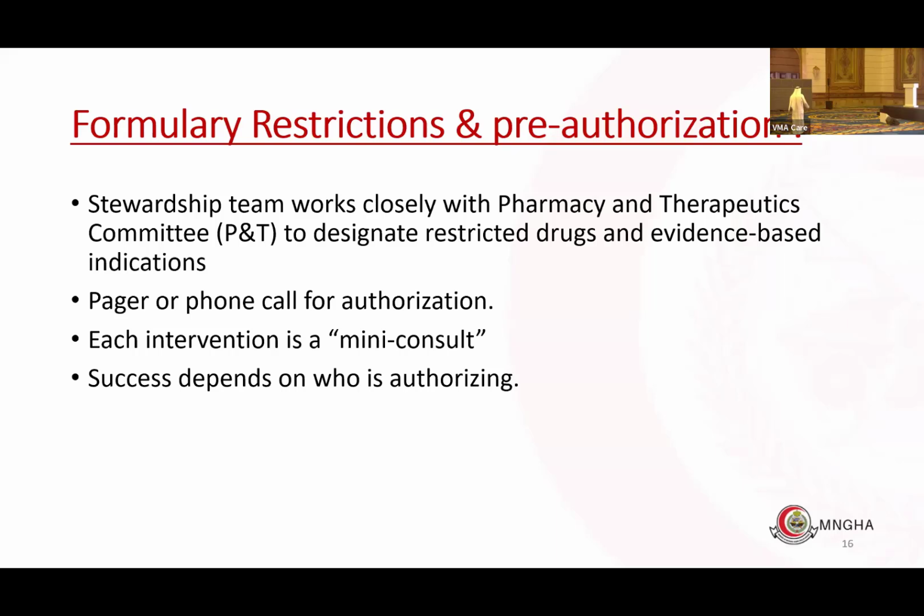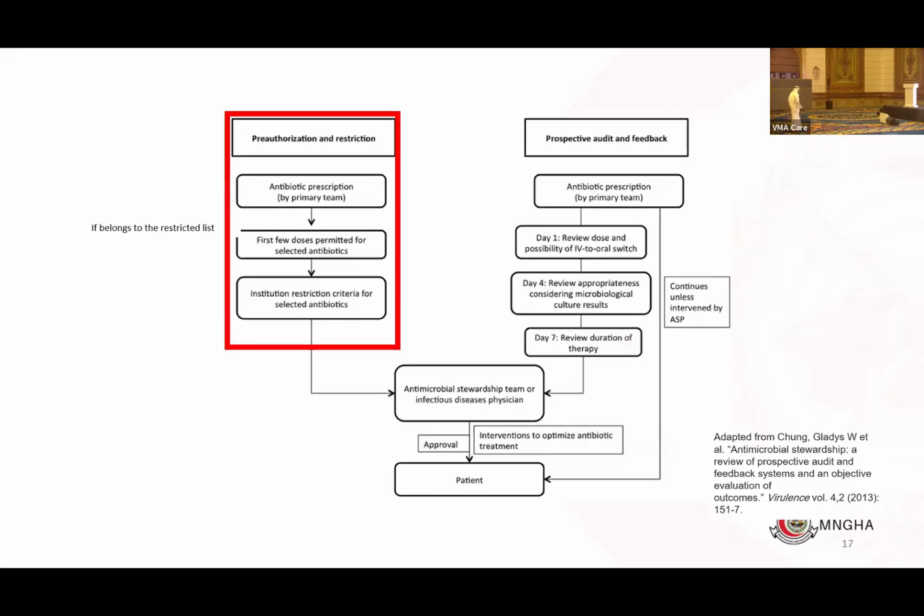Each intervention is a mini consult. Success depends on what? Some people say, trust in God, start. Right? Some, no. It will be no. Why do you want to start on meropenem? So again, here it depends on who will approve the restricted antibiotic. Okay. Same concept. This is what's called prospective audit and feedback, a pre-authorization antibiotic prescribed by the primary team. If it belongs to the restricted list, then it will be the first few doses. Some, for example the university hospital, allow for 1 dose.